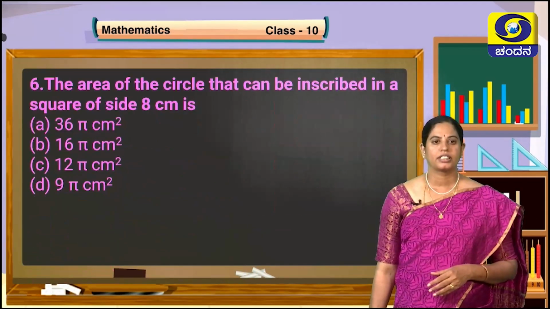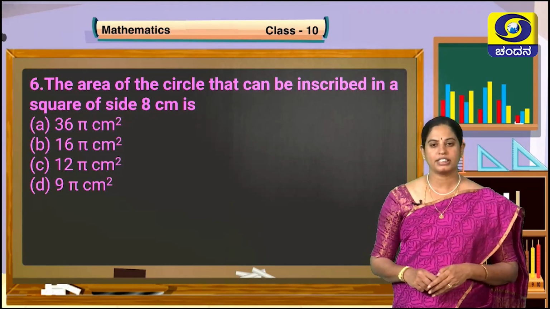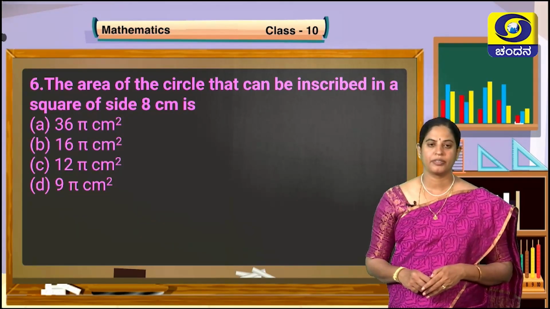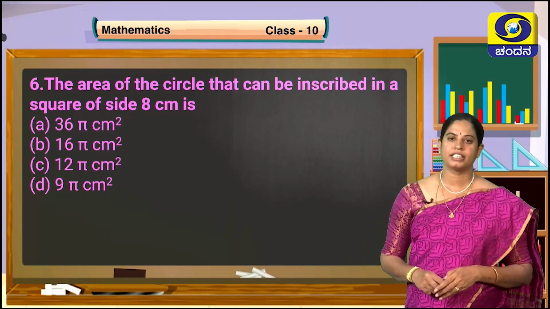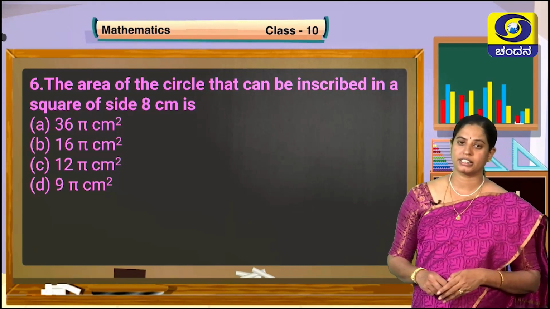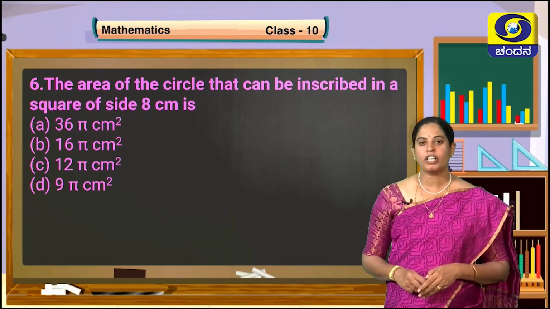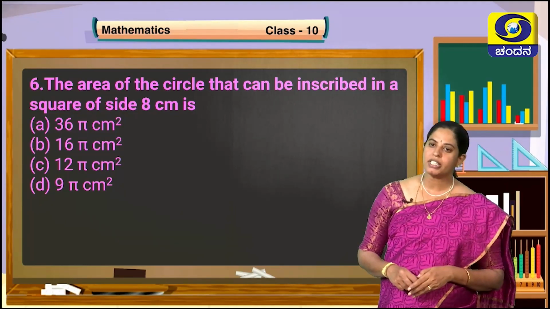Okay. The next question. You are enjoying the quiz, no? Yes, it is interesting. The area of the circle that can be inscribed in a square of side 8 centimeter is, here is a square with side 8 centimeter. What is the area of the circle that can be inscribed?